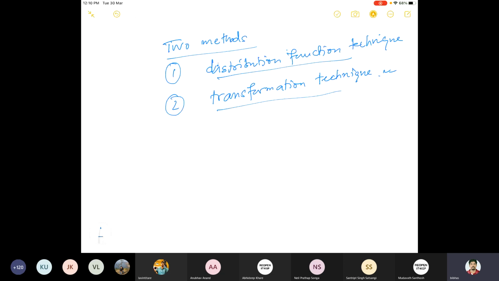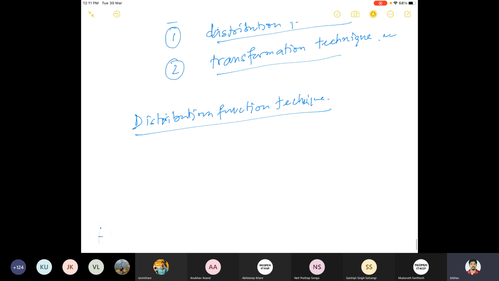So what is this method? Let us first discuss the first method, which is the distribution function technique. In fact, for discrete problems this is not very difficult in most situations. That's why people talk about this technique when the given random variables are continuous, not discrete.